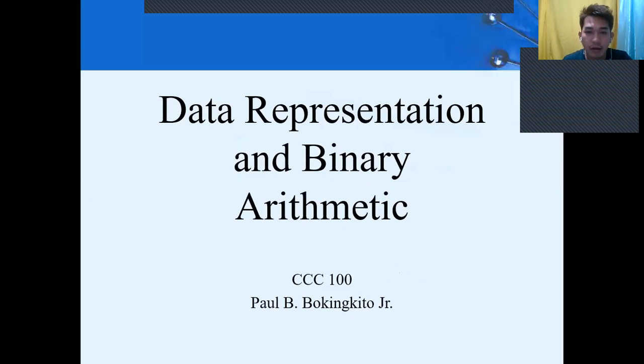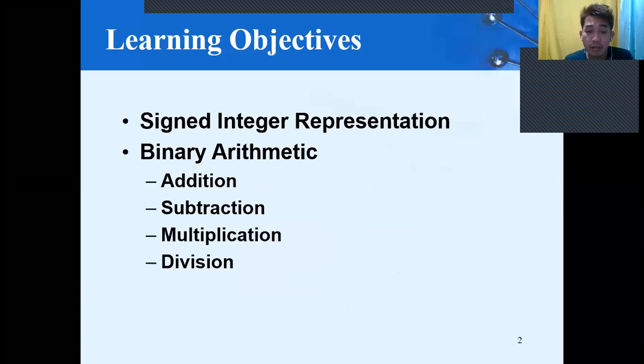Okay, good day everyone. Today I'm going to discuss data representation and binary arithmetic. At the end of the discussion, you will be able to understand signed integer representation and binary arithmetic.